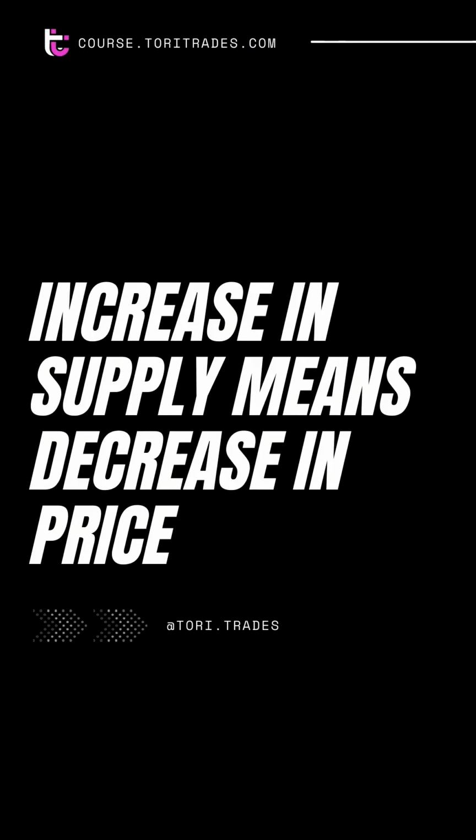Once the bikes reach a price at which customers think is too expensive, they will stop buying them. When the bike shop owner realizes that he is not selling bikes anymore, he will stop raising the price, and it may come back down to a level at which customers will start buying again. Increase in supply means decrease in price.